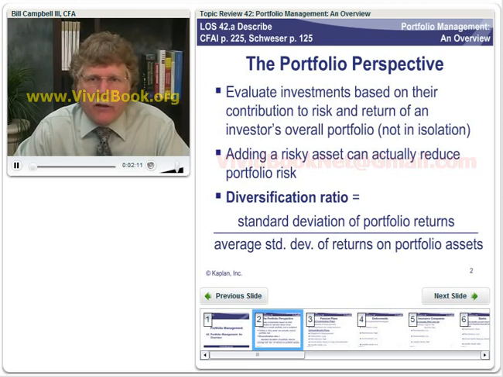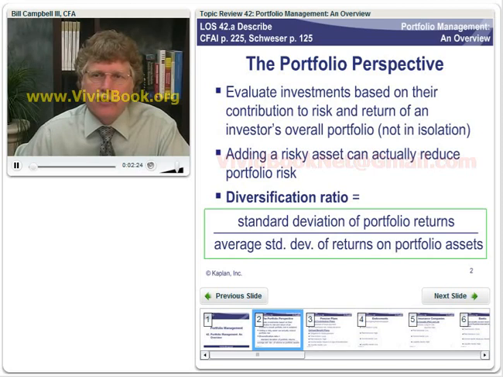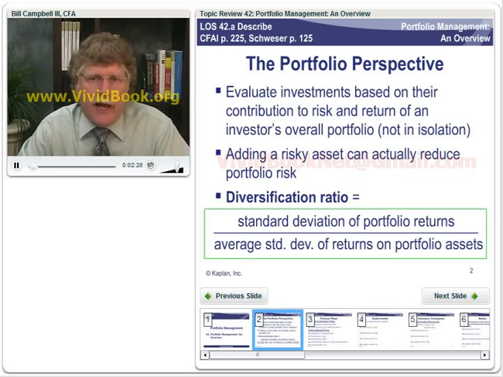Down at the bottom, notice the diversification ratio. You have to be able to calculate this. This probably will show up on your exam, so make sure that you know the formula for the diversification ratio. You take the standard deviation of returns for the overall portfolio and divide that by the average standard deviation of returns for all of the constituent assets.